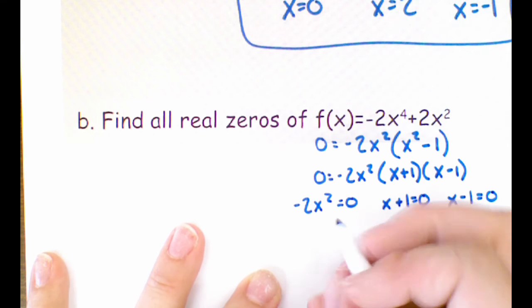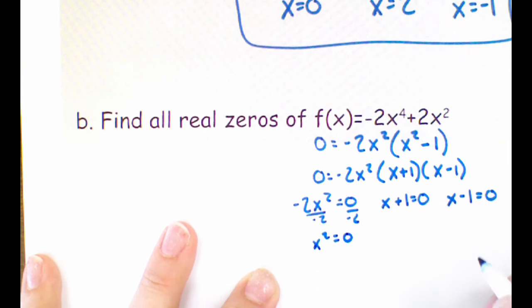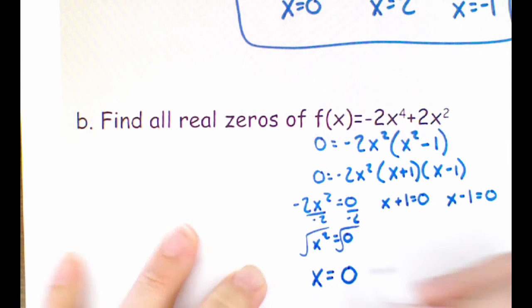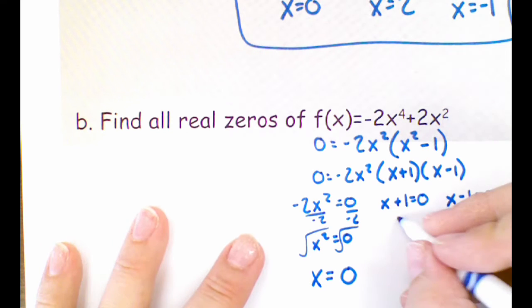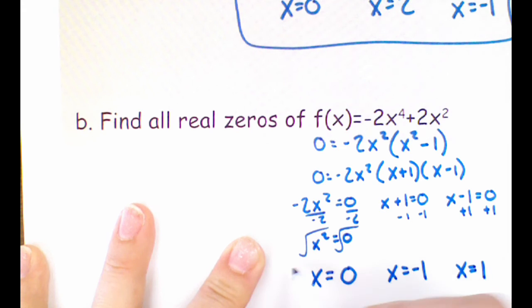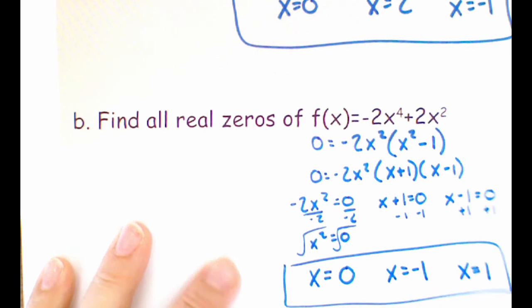For the first one, I divide by negative 2, giving me x squared still equals 0. And then I square root, giving me x equals positive or negative 0, which is just 0. Subtract 1, I get x equals negative 1. Add 1, I get x equals positive 1. I only had 3 real zeros on this one. Remember, I can have at most 4 because that's the degree, but you can always have less also.